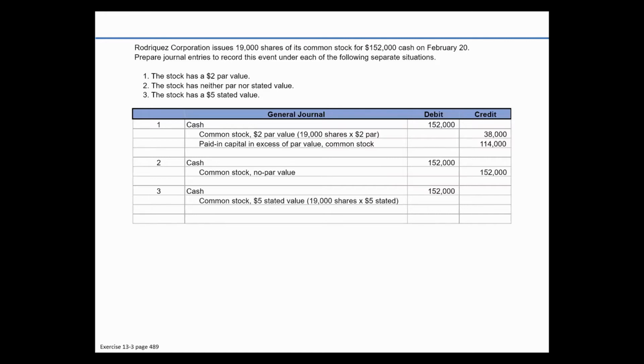We would then have to credit the common stock, $5 stated value, for $95,000. And again, we calculate that $95,000 by taking the number of shares multiplied by the stated value. So in this case, 19,000 shares times $5 is $95,000. Then we would also credit paid-in capital in excess of stated value common stock for $57,000. So again, we get the $57,000 by taking the 152, subtract 95,000, and we get 57,000.